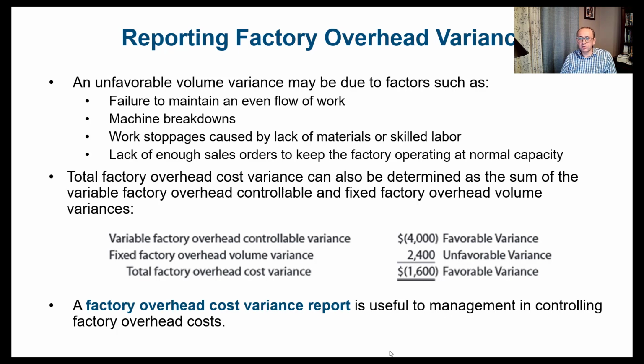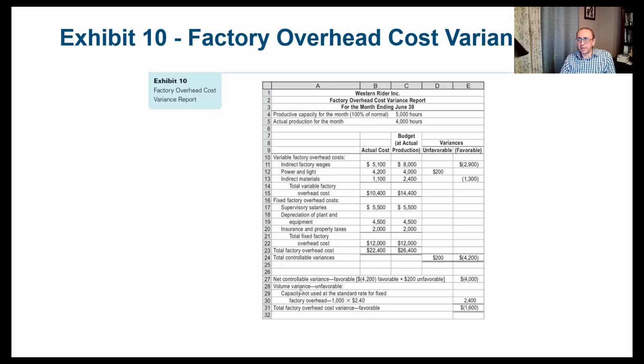A factory overhead cost variance report is useful to management in controlling factory overhead costs, and we have an example here that can give us more information about that. Here we have the production capacity for the month, 100% of normal, that's 5,000 hours, but our actual production for the month turned out to be only 4,000 labor hours. In this second column we have the budget at actual production, and in the first column we have the actual cost, and then in the right two columns here we have the variances, and we're going to differentiate between the unfavorable and the favorable variances in two different columns.